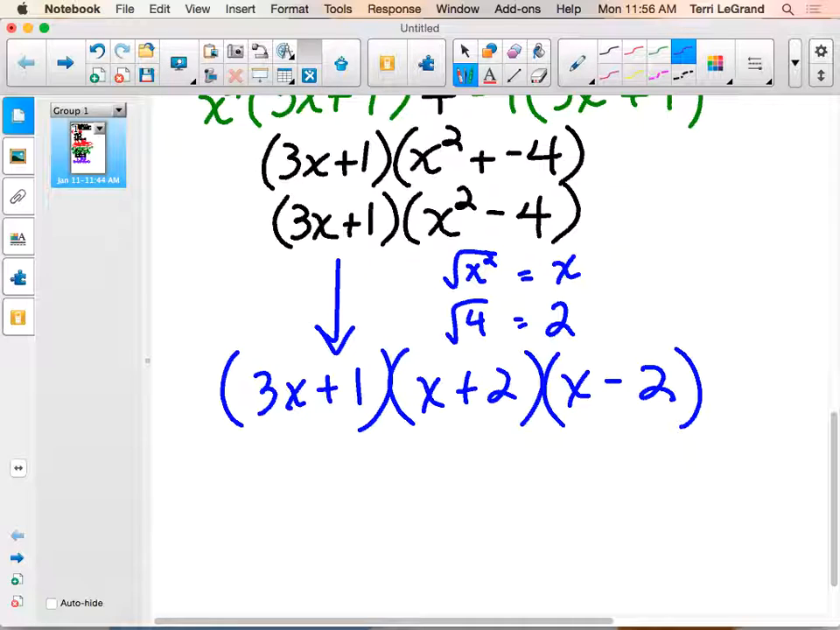And then we have to run through the test again. We got 2 new factors here. This one has addition, so we don't have to worry about it. This one has subtraction. Is x a perfect square or 2 a perfect square? No. Neither of them are, and they both have to be, so we say, guess what? We must be done then.